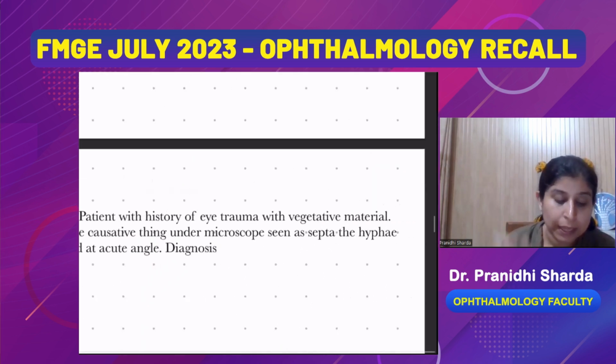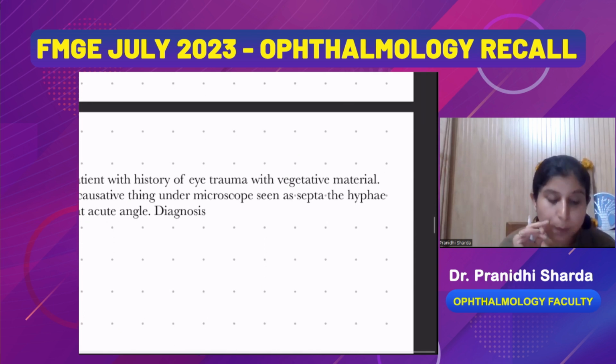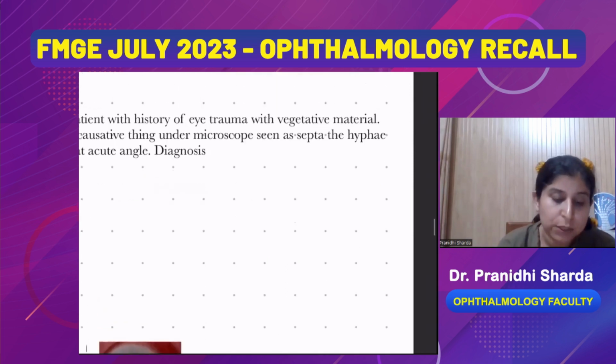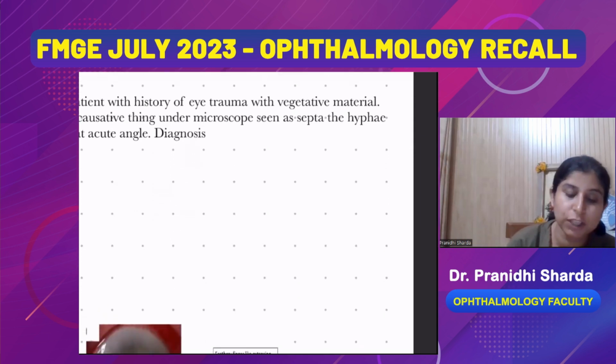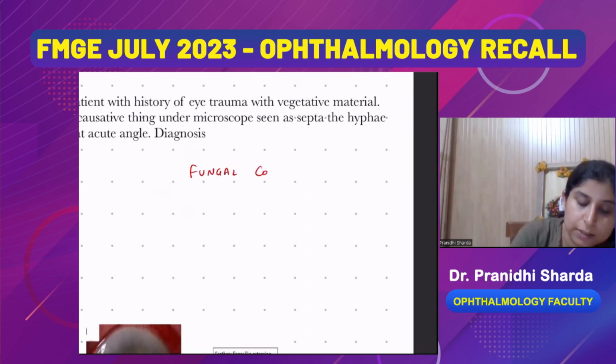Fine. Next question: a patient with a history of eye trauma with vegetative matter. This word gives us the answer. Still, let us read it further. The causative organism under the microscope is seen as septate hyphae at an acute angle. What will be the diagnosis? We do not need any options for this question. The answer is fungal corneal ulcer.